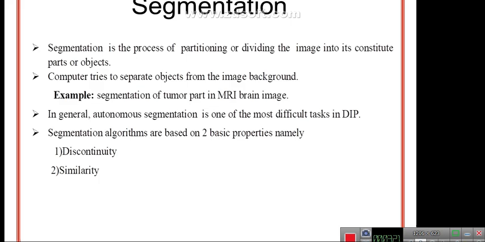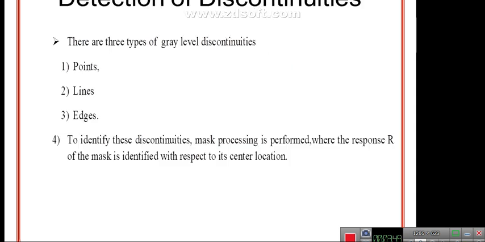Then segmentation. Segmentation is the process of partitioning or dividing an image into its constituent parts or objects. Here the computer tries to separate objects from the image background. Example: segmentation of the tumor part in an MRI brain image. In general, autonomous segmentation is one of the most difficult tasks in digital image processing. Segmentation algorithms are based on two basic properties, namely discontinuity and similarity.